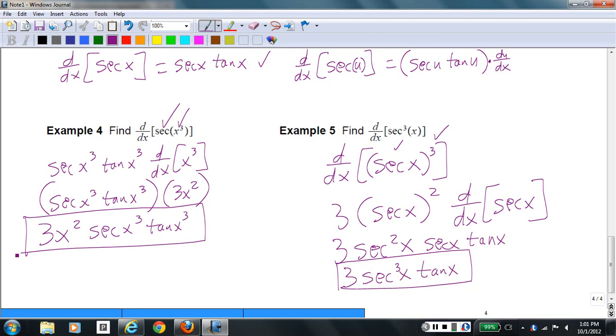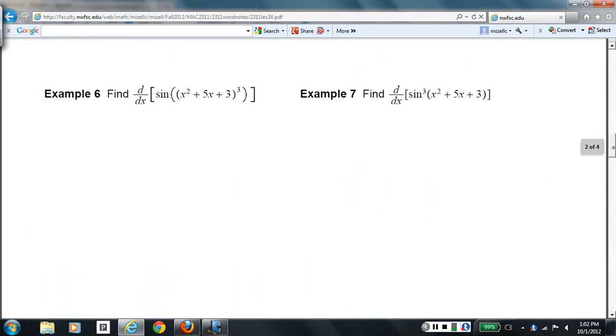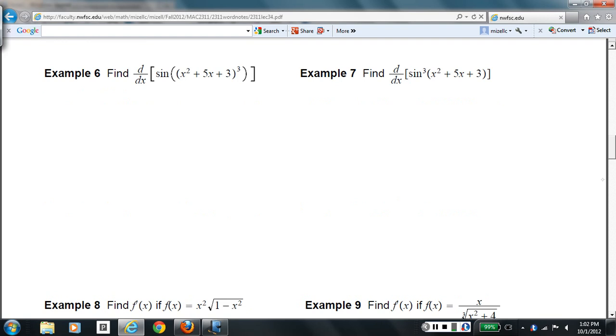Start by thinking, what's the outside function, the outermost function in the composition, and then we multiply by the derivative of what's on the inside. Examples 4 and 5 and the preceding examples could be thought of as the chain rule with a single link in the chain. Examples 6 and 7, we've got the chain rule with maybe a couple links in the chain.